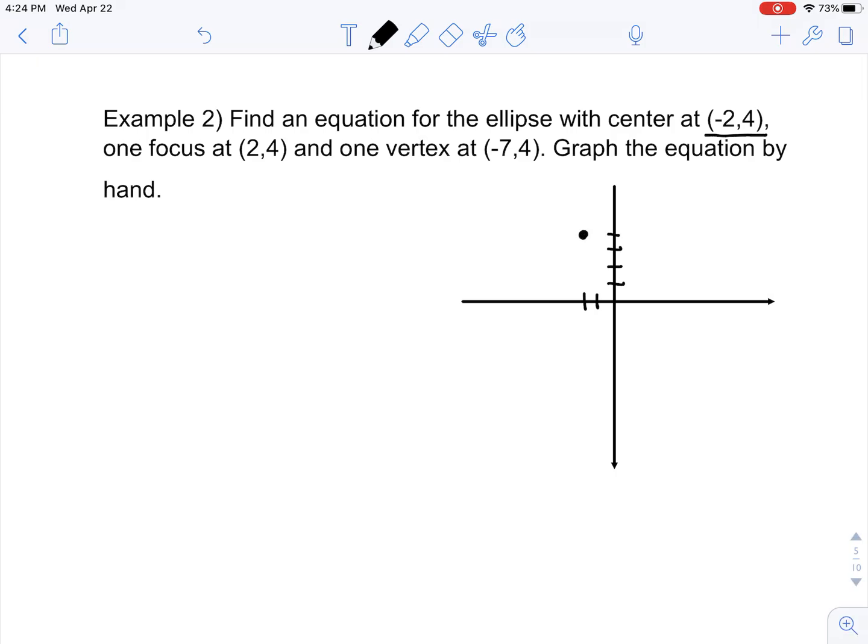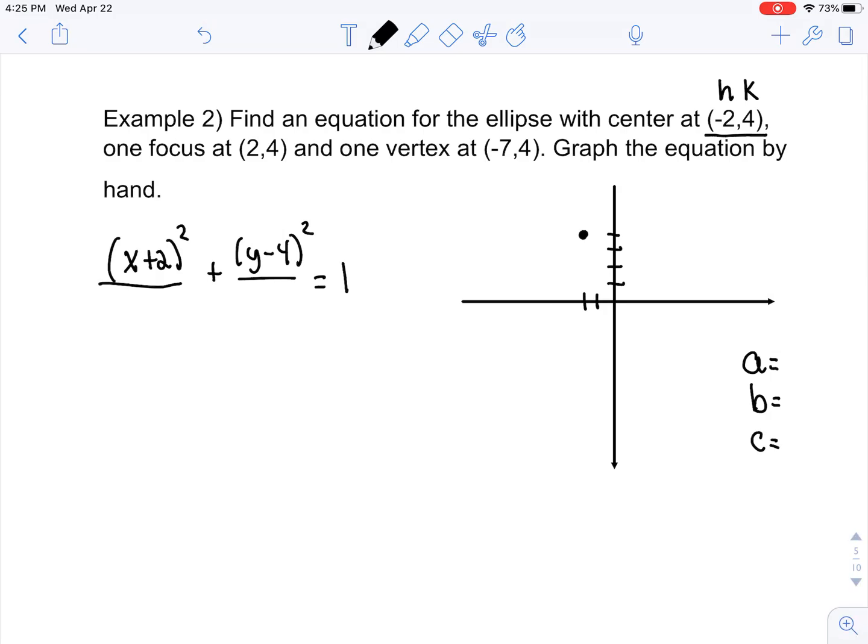Right away, I can also put my center point, my h, k, into my equation. So I know my equation is going to have an x plus 2 and a y minus 4 squared. Now, the equation always has to equal 1, so we can add that in right away. Now we've got to figure out what our A value is, what our B value is, and we may even have to look at the C value depending on the information we have.